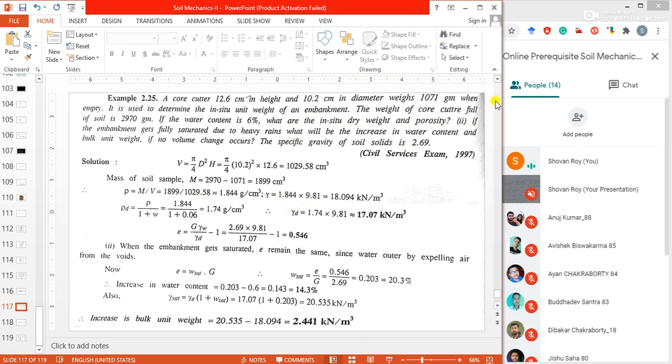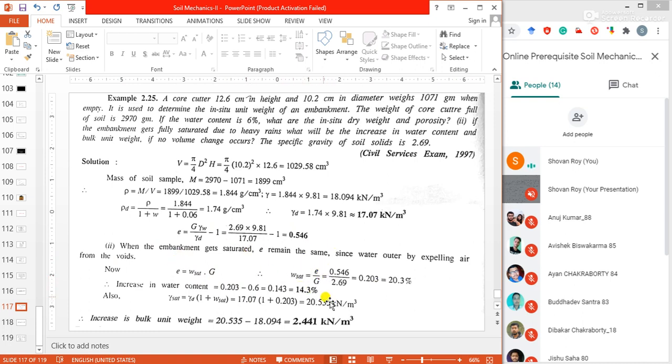Next is number 2. If the embankment gets fully saturated due to heavy rains, what will be the increase in water content and bulk unit weight if no volume change occurs? When the embankment gets saturated, e remains the same, since water enters by expelling air from the voids. Now e equals w saturated into G, so w sat equals e by G.